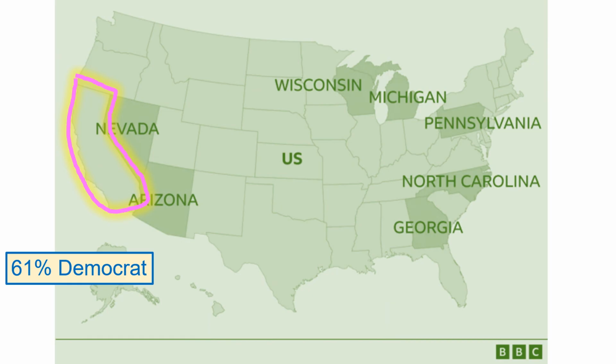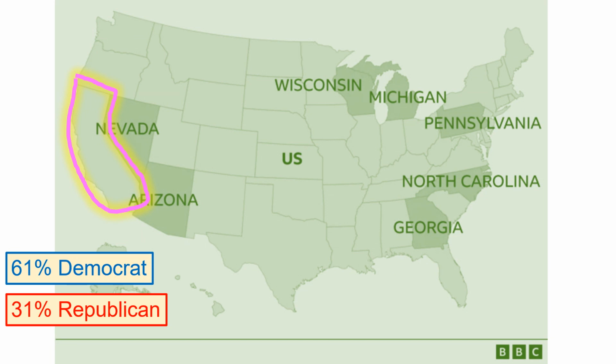Now, in defense of the Electoral College, 61% of the vote in California went Democrat, 31% went Republican. You could make a strong argument that this is not a very diverse state. It has one strongly held view. California may not be the best representation of America because it is not as diverse. It is more homogeneous in terms of political views.